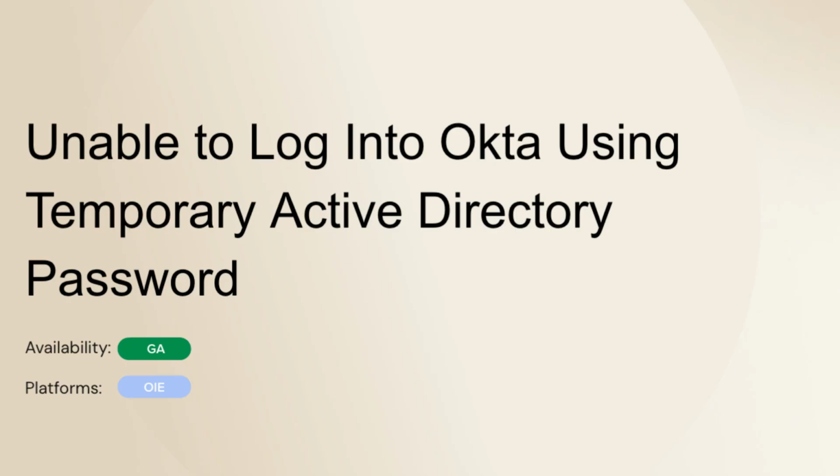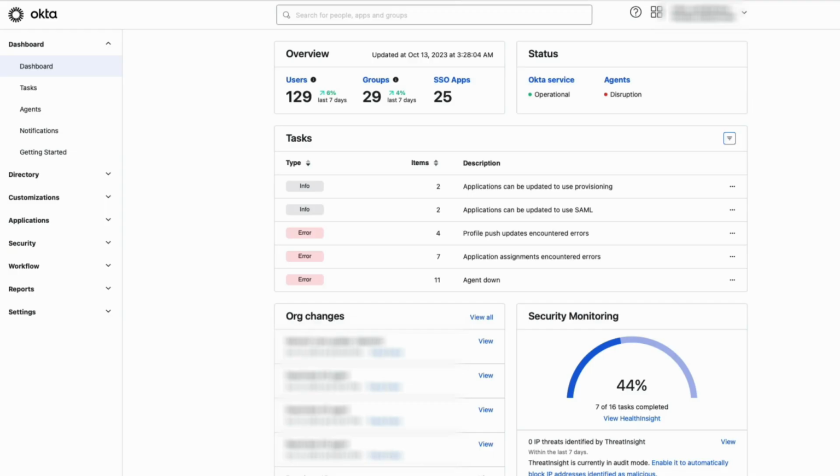In today's video, we're addressing a common problem: being unable to log into Okta with a temporary Active Directory (AD) password. This issue often arises when delegated authentication is enabled. The key problem is that the AD password is set to expire at the next login, and Okta's settings might be preventing users from changing their password. But no worries, there's a simple solution. Let's go through the steps to resolve this.